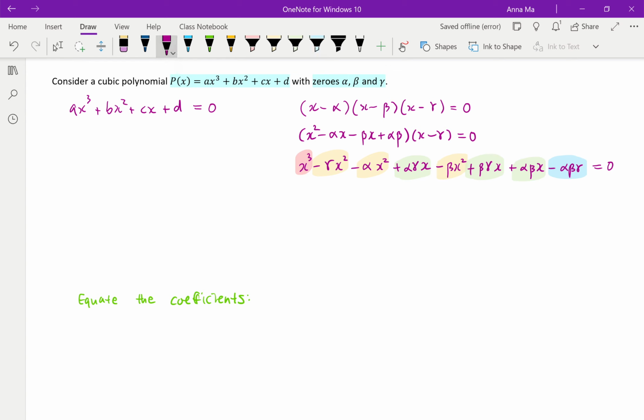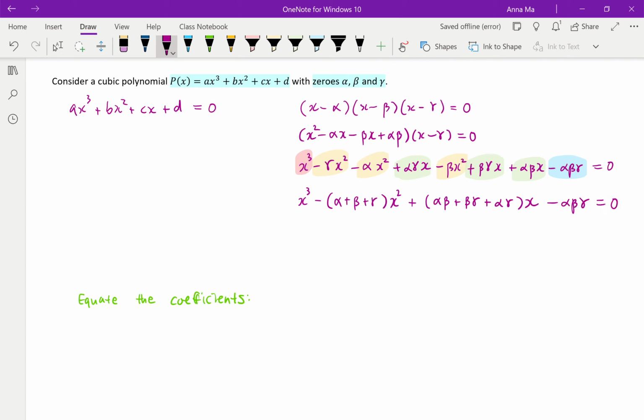So now I can factorize all the coefficients together and say it's x cubed plus, nope, let me factor out the negative as well, minus alpha and beta and gamma, lots of x squared, plus it's alpha beta plus beta gamma plus alpha gamma, lots of x, minus the constant.